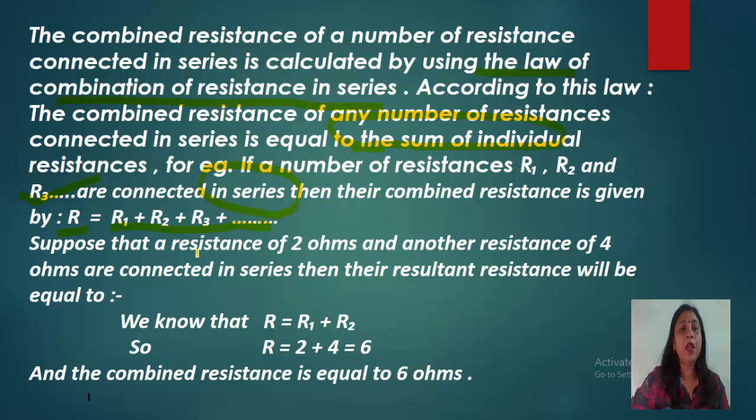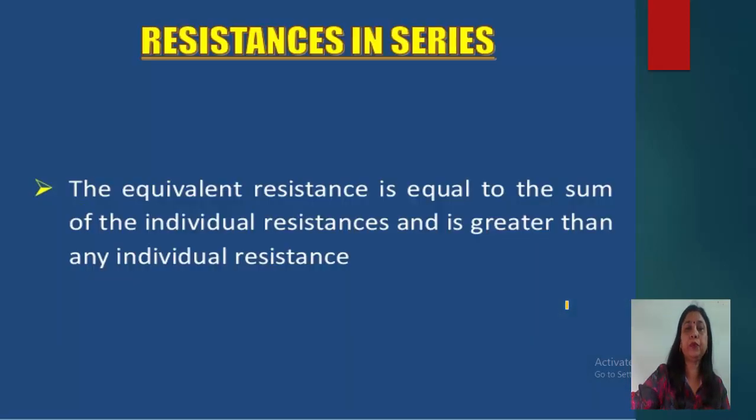For example, if we have to combine a resistance of 2 ohm and 4 ohm in series, the resultant resistance will be R equals R1 plus R2, R equals 2 plus 4 equals 6, and it is equal to 6 ohms. Clear to all of you?